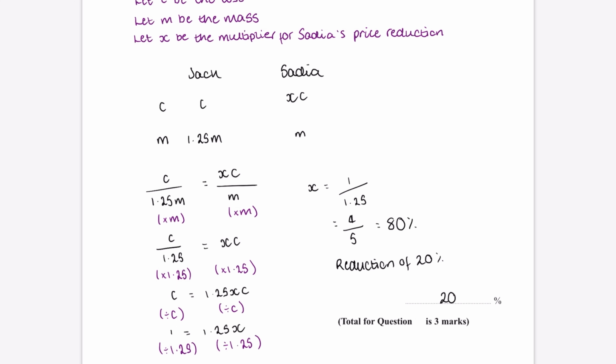Now this question's worth 3 marks. We'll get our first mark for starting the process to work out the price reduction. We'll get our second mark for using a method to work out a percentage, and we'll get our third mark for the correct answer.